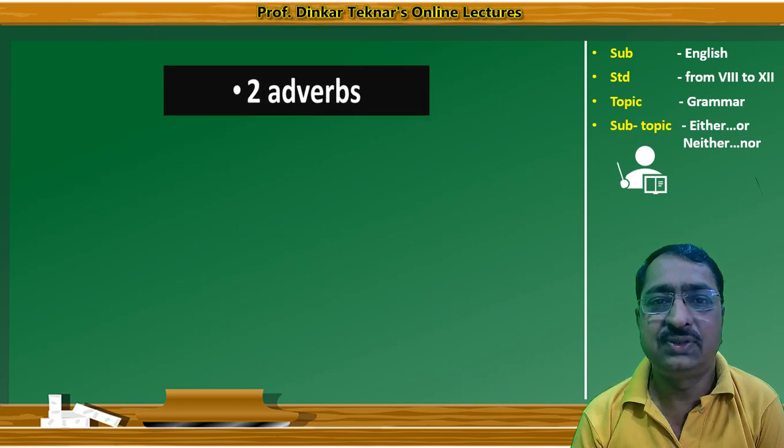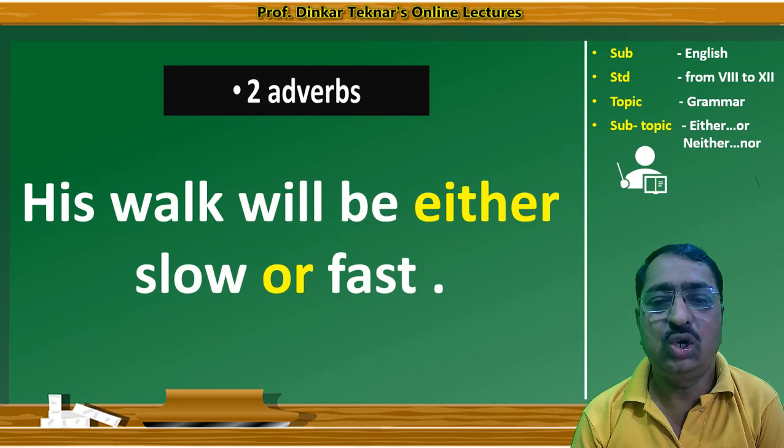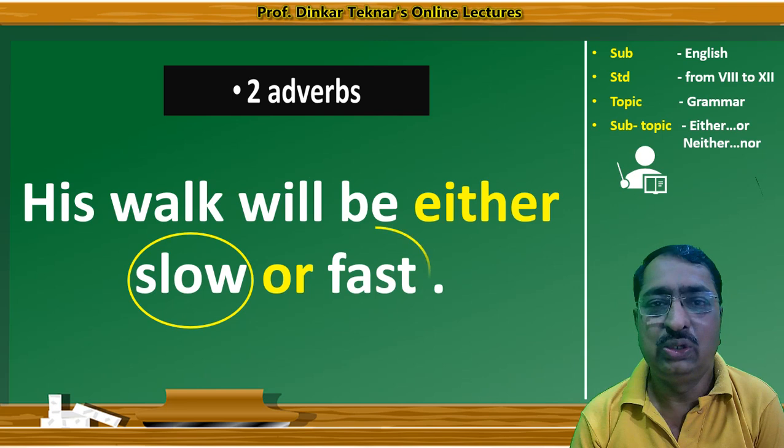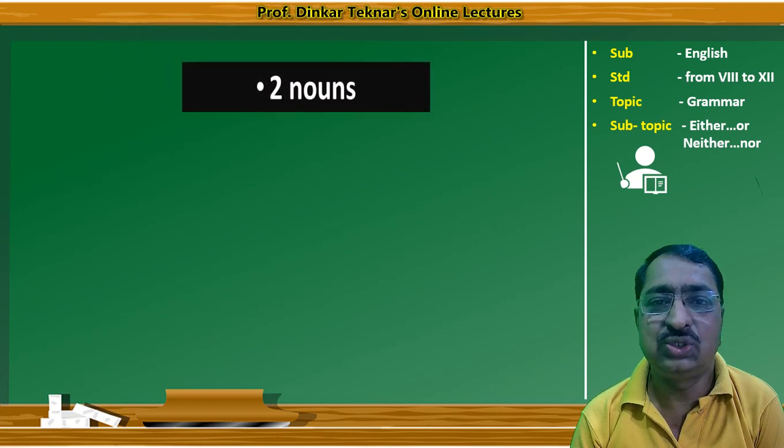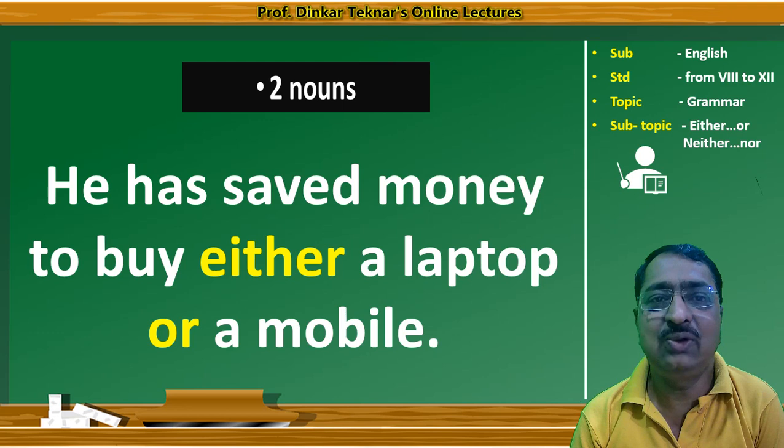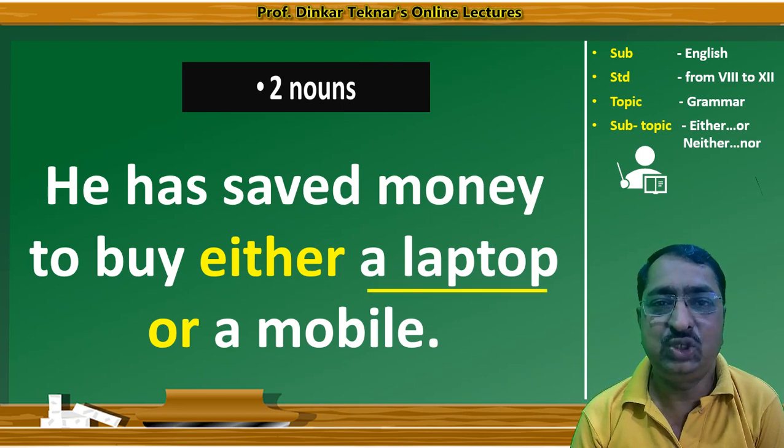Then two adverbs. His walk will be either slow or fast. In this example, two adverbs are slow and fast. Now two nouns. He has saved money to buy either a laptop or a mobile. In this example, two nouns are a laptop and a mobile.